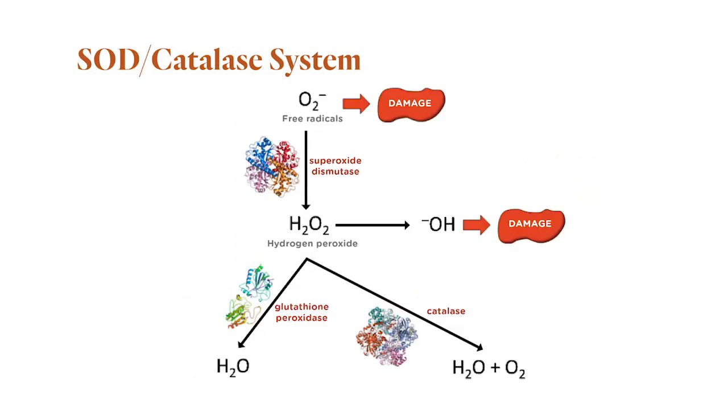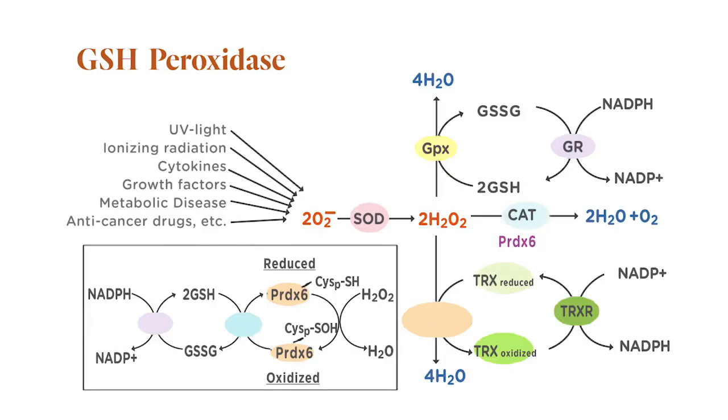The other important cellular detoxification system is the SOD catalase system. SOD is an enzyme that can convert highly reactive superoxide radicals, or O2- radicals, into hydrogen peroxide. Hydrogen peroxide still is very reactive and can damage cellular macromolecules, but this in turn is converted by catalase into harmless water. Thus, highly toxic and reactive radicals are converted in this two-step process into a harmless end product.